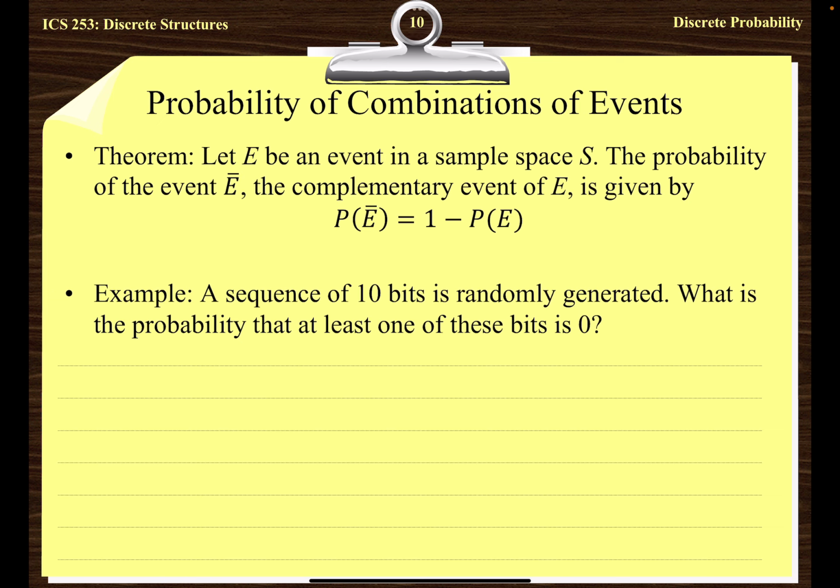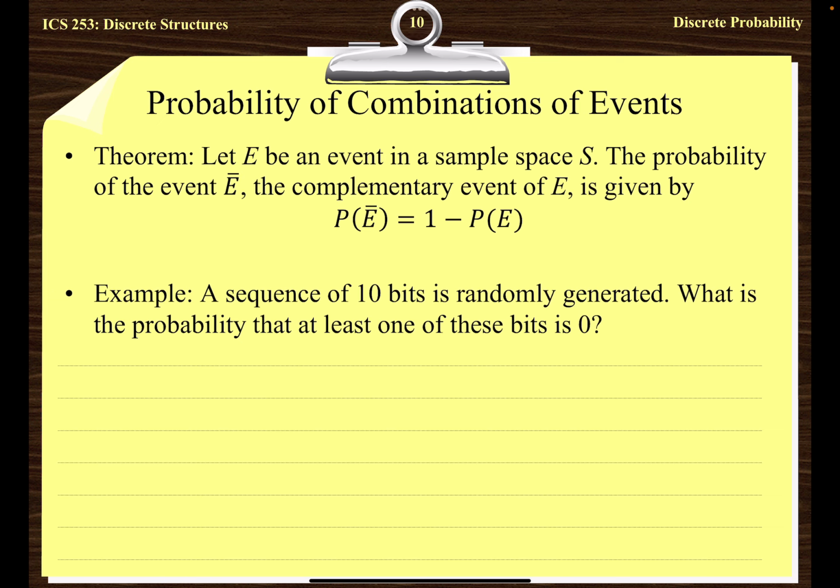What is the complement of this event? All ones. Does anybody know what is the size? What is the size of the event where all of them are ones? 1. There is only one. Okay, we are done.